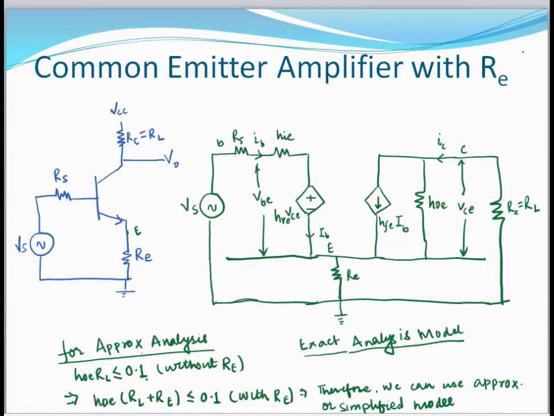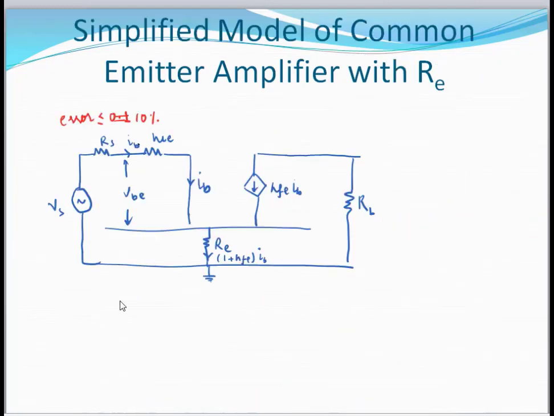So you can see this is the exact model analysis. This point we have shorted and made zero, this voltage control voltage source, and HOE we have made open circuit. So we get this equivalent circuit, and now we can draw it in a simplified way. So I am drawing this in a simplified manner, so it looks decent here.